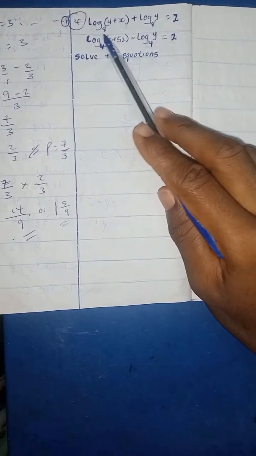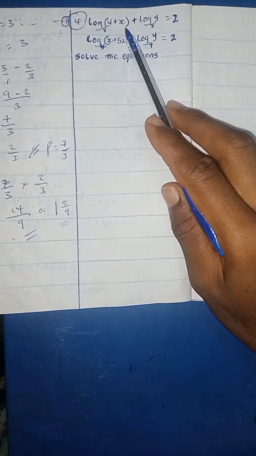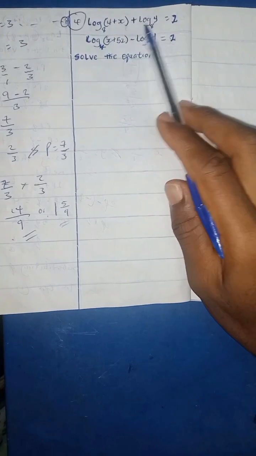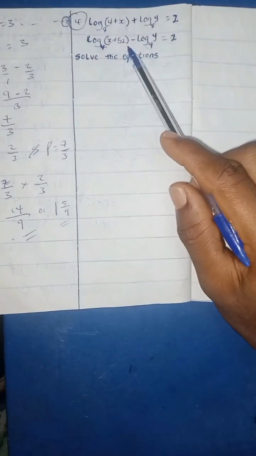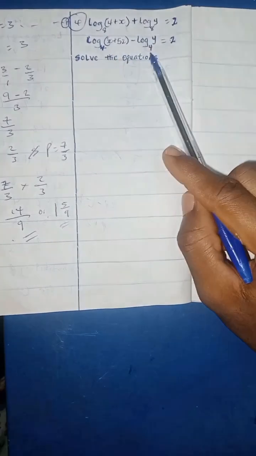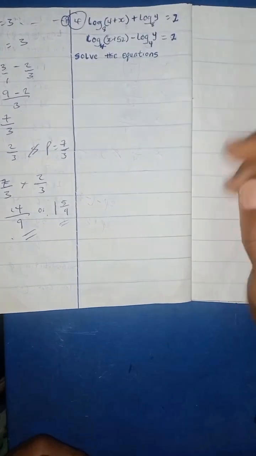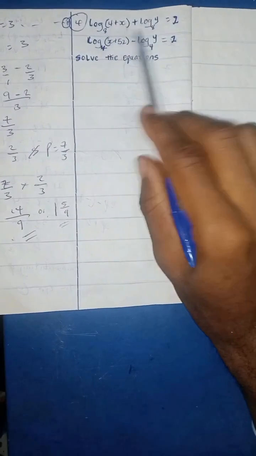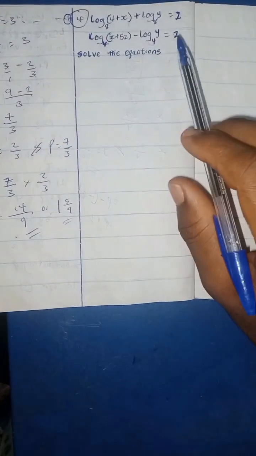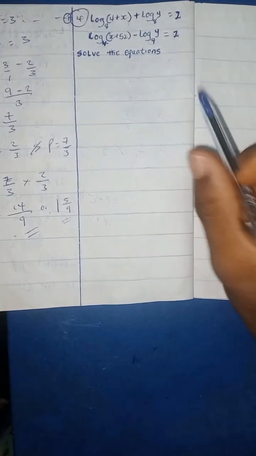Alright, question 4 says log of (4 plus x) in base 8 plus log y in base 8 is equal to 2, and log of (x plus 52) in base 4 minus log y in base 4 is equal to 2. Solve the equation. What I would like to do in this case is solve for this equation first. We'll bring it to a form without the logs in it, so we can solve easily. That should be your number one focus, to remove the logs.